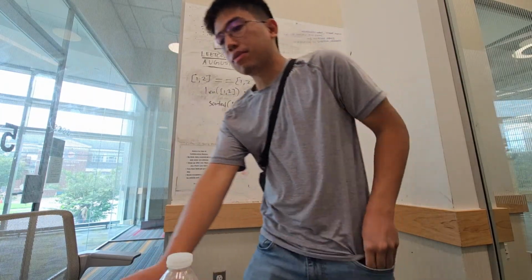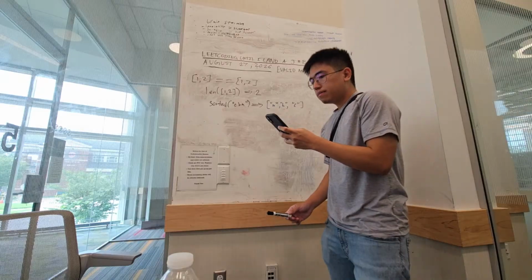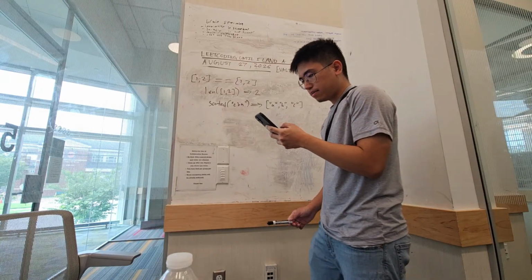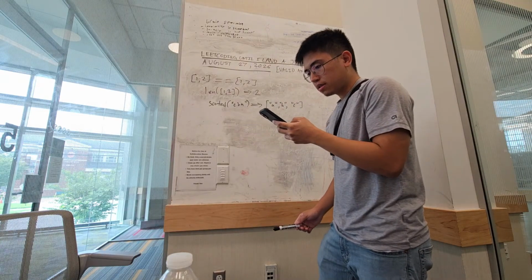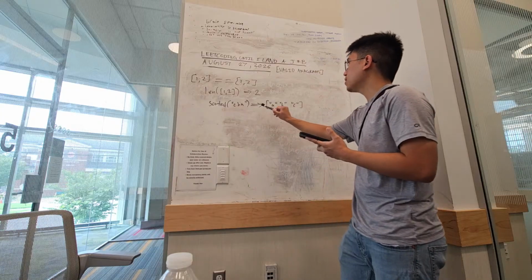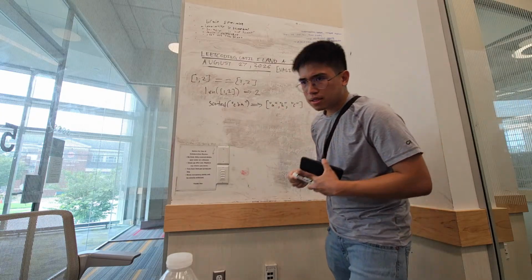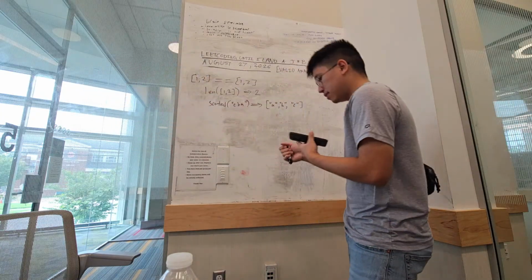Okay, let's get back to what we were doing. So yeah, sorted CBA will turn this into a list ABC. Okay, that's not bad.